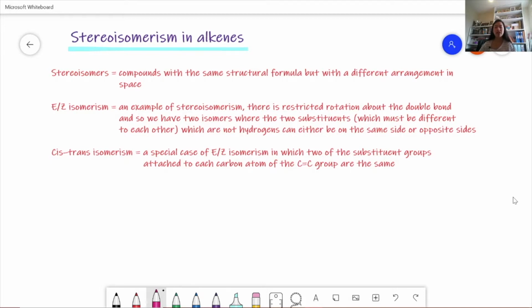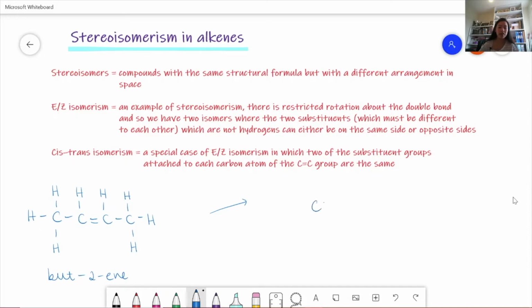And the final definition is cis-trans isomerism, and this is a special case of EZ isomerism, in which two of the substituent groups attached to each carbon atom of the carbon-carbon group are the same. And so, for example, if we looked at butene, so we have 4 carbons and we have a double bond on the second carbon. So we have 3 hydrogens and then we have a CH3 on the end. So this can have 2 isomer forms. The first is, so this is butene.